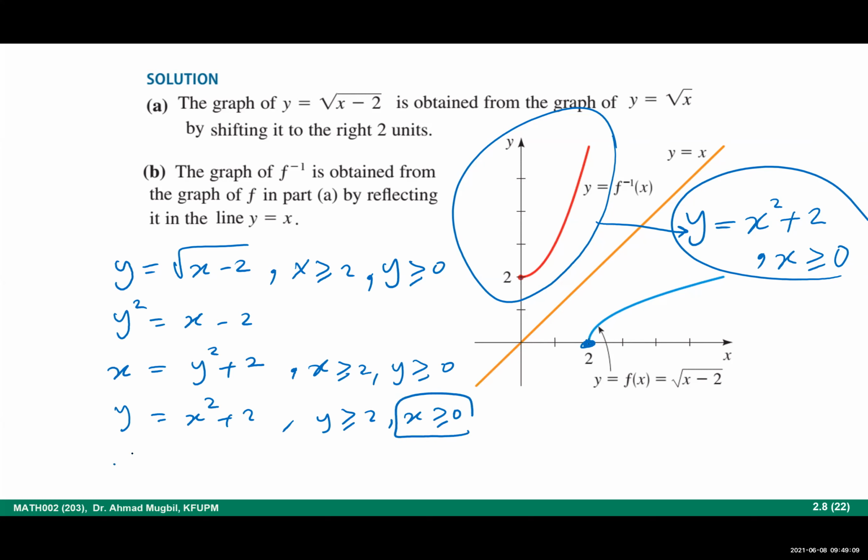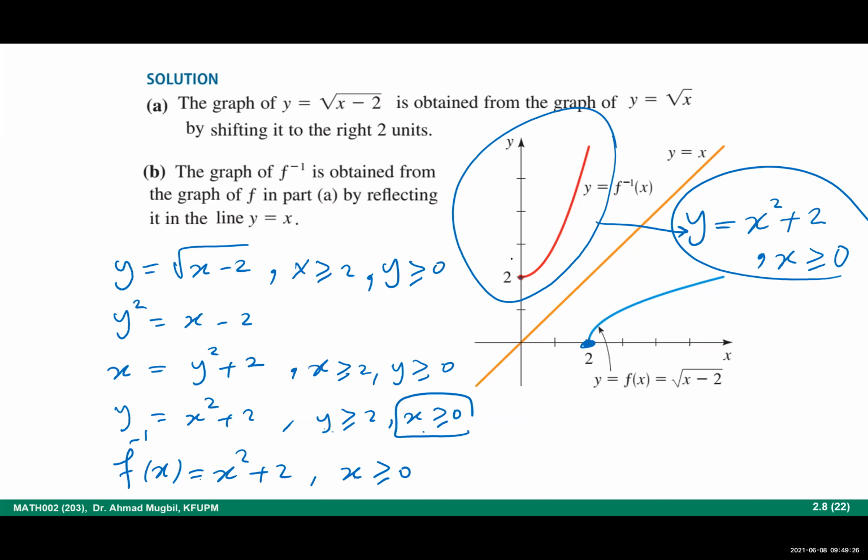Now this is the domain. Now you will write in the last step f inverse of x is x squared plus 2. What is x? X is greater than or equal to 0. So this is the inverse. This is the domain of the inverse. And this is the range of the inverse. And it is clear. Look, x greater than 0, y is greater than 2.